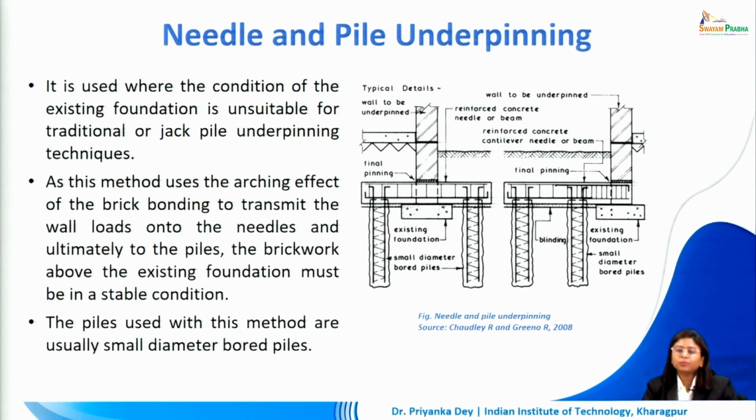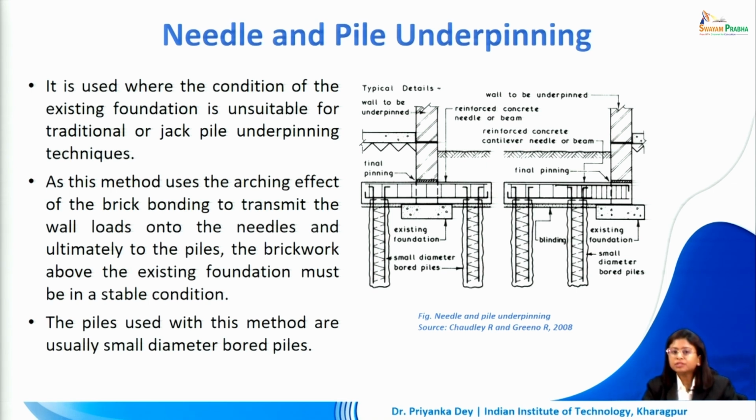So the next type of needle and pile underpinning involves the condition of the existing foundation. If we find it unsuitable for traditional or jack pile underpinning, we can go for this method. In this method, we use the arching effect of the brick bonding to transmit the load into the needles and ultimately to the piles. The brickwork above the existing foundation must be in a very stable condition, and we use the arching effect of the brick bond to help transfer the load.